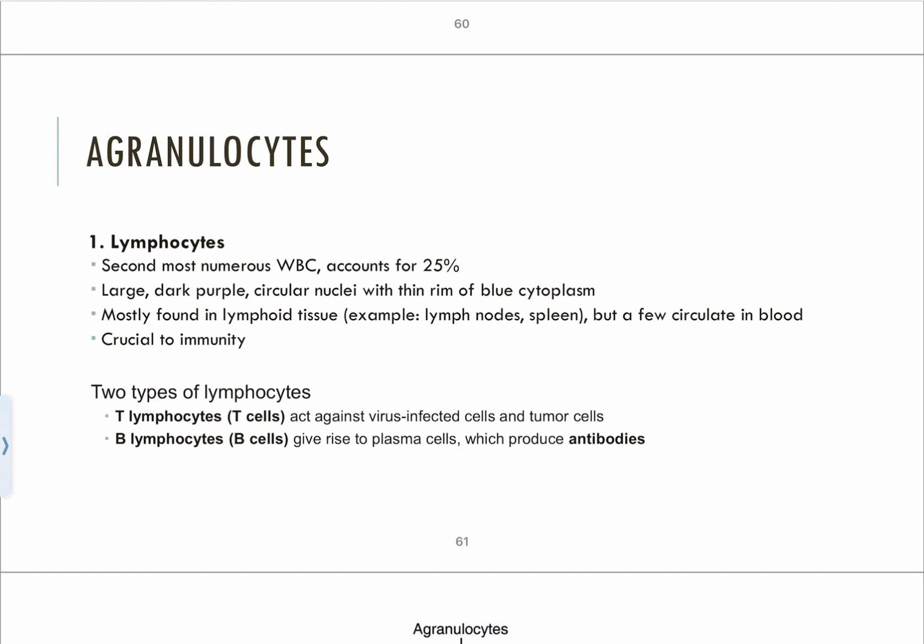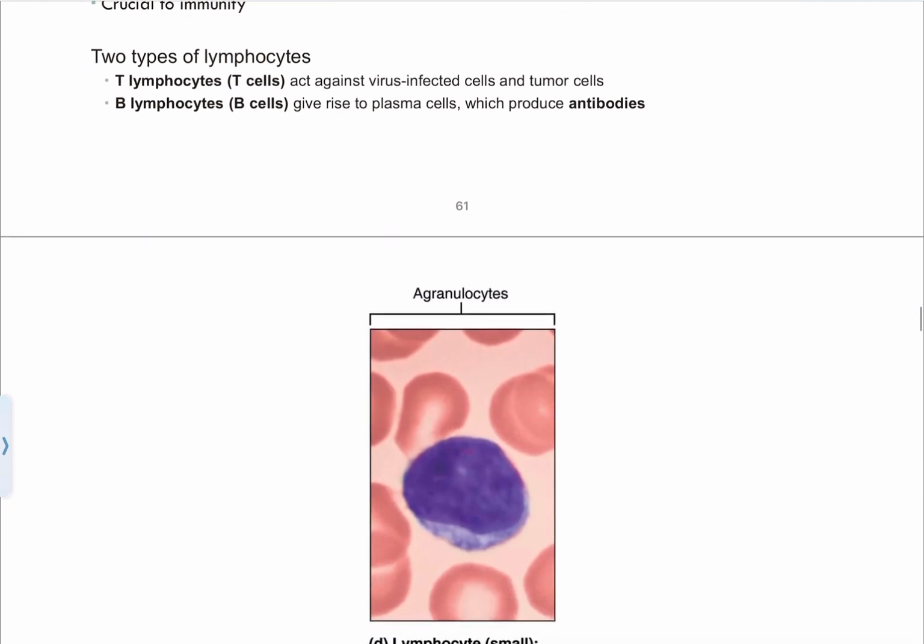Our second type of lymphocyte is a B lymphocyte, or a B cell, and these cells are going to give rise to plasma cells. And plasma cells are really important because these are the cells that produce antibodies. And these antibodies eventually get released into our blood. But we'll talk about this in chapter 21, which was, I think, the next chapter that we cover.